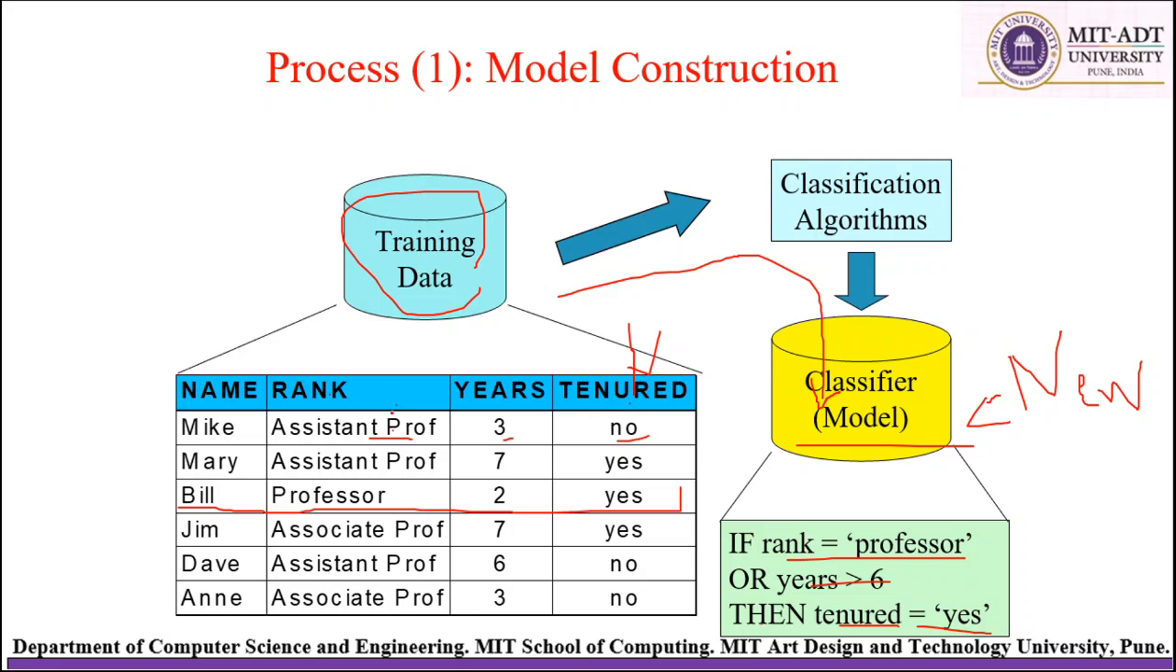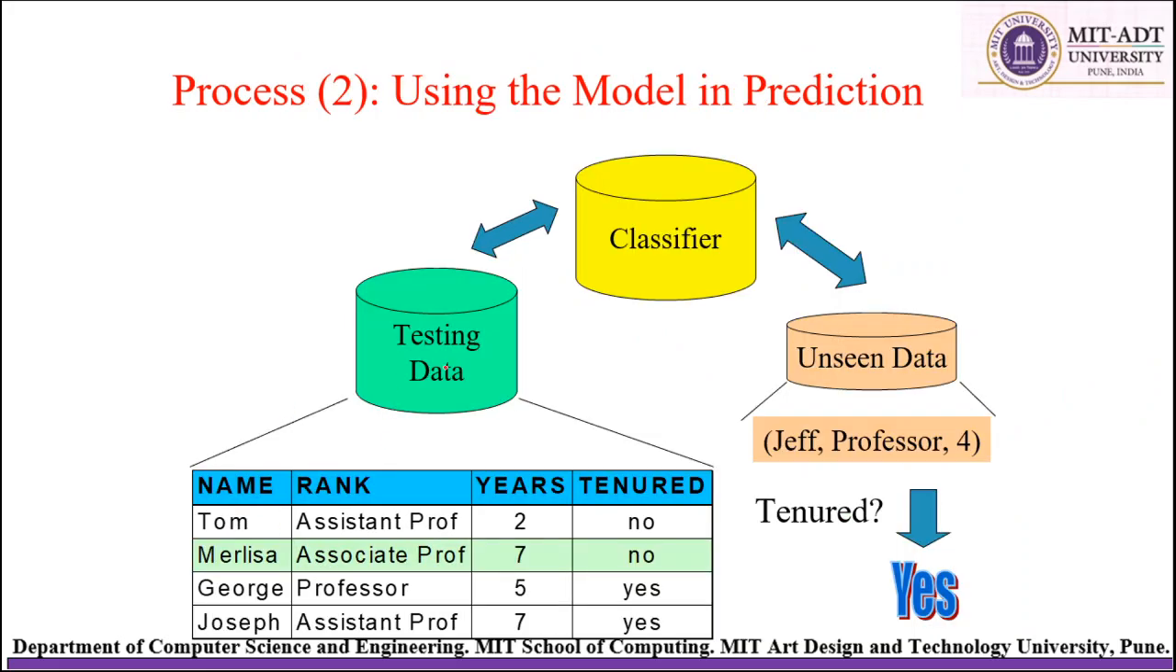Once your model is ready, now we'll have the test data. So we are having these 4 test records. We need to identify whether these tenured class labels, yes and no, assigned here are correctly classified or not. For example, you have given unseen data Jeff, a professor having years 4. Then what will be the tenure for this? You will calculate the value of this by using the classifier model.